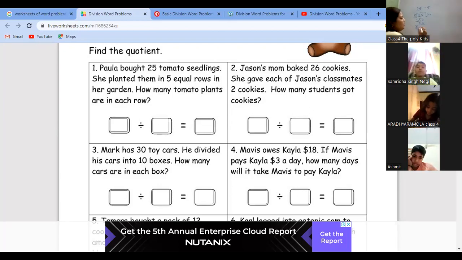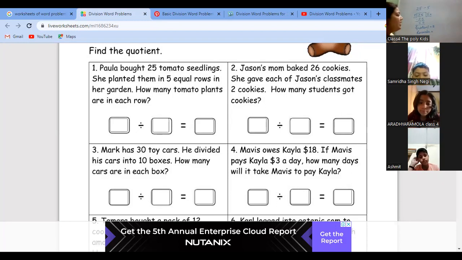Quotient. Beta, Aradhya and Samrit, turn off the mic. Okay. Quotient is 5 and remainder will be, Samrit Singh, what will be the remainder? Remainder is?